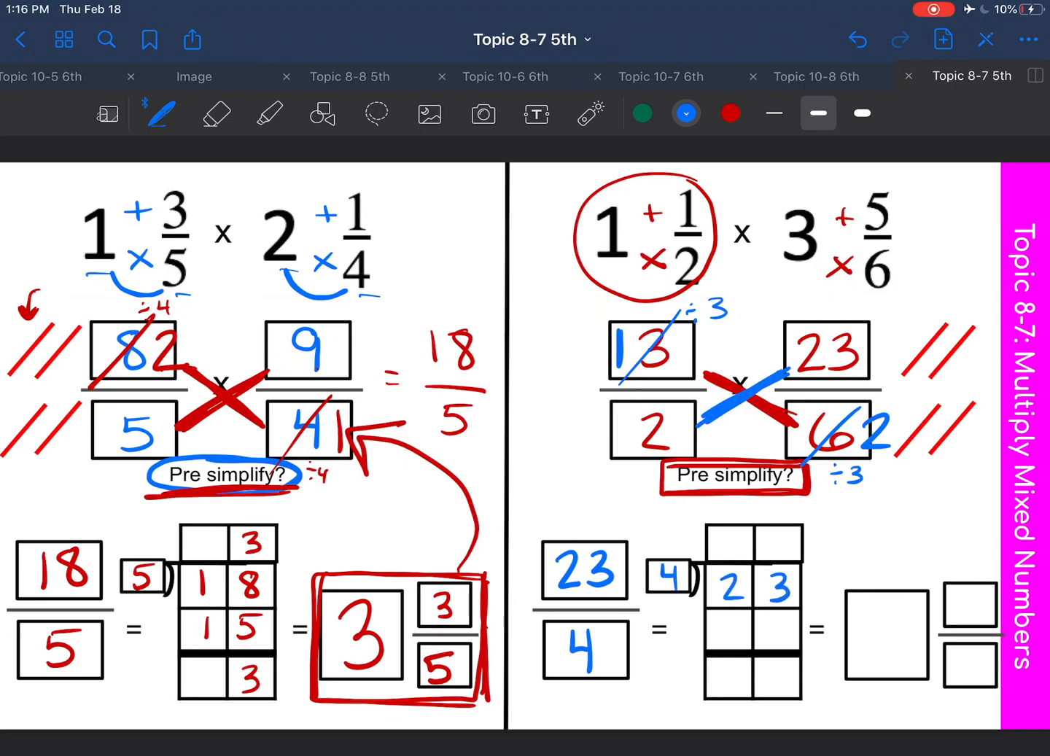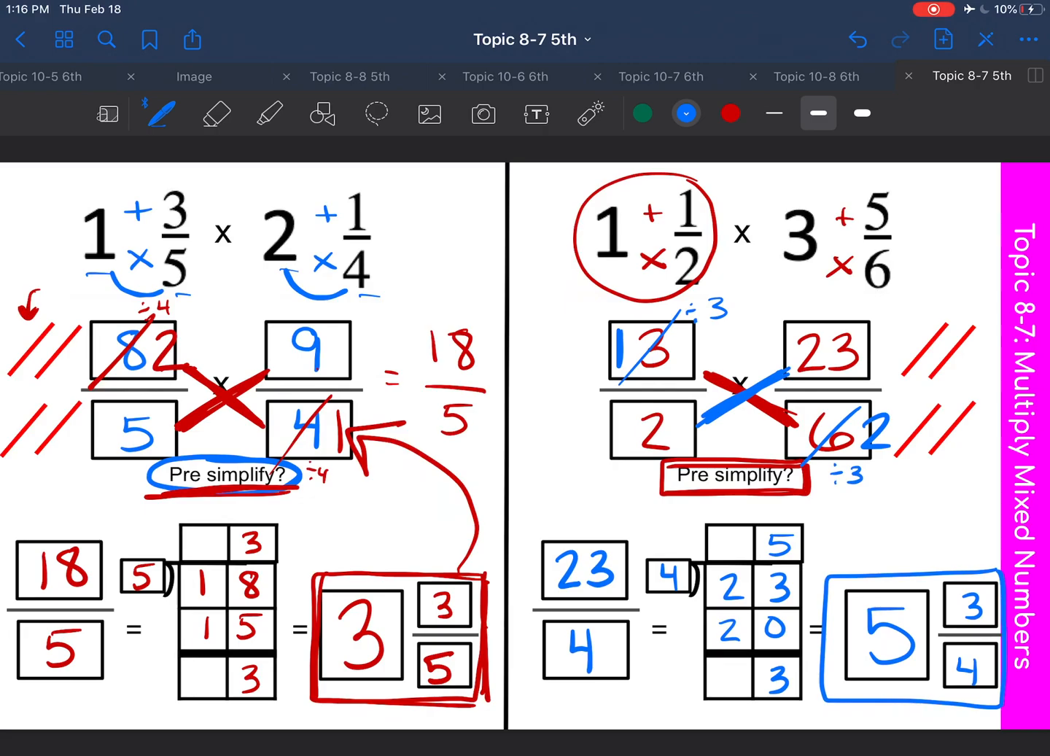23/4. 4 times what gets you as close to 23 as possible, okay? That would be 5 to get 20 with a remainder of 3. Okay, so your final answer is 5 3/4. And again, since we pre-simplified, that is in simplest form.